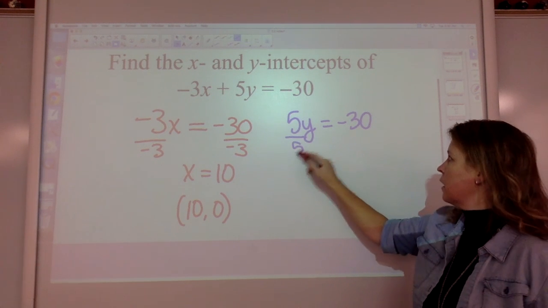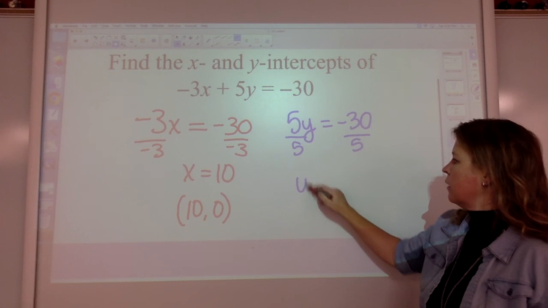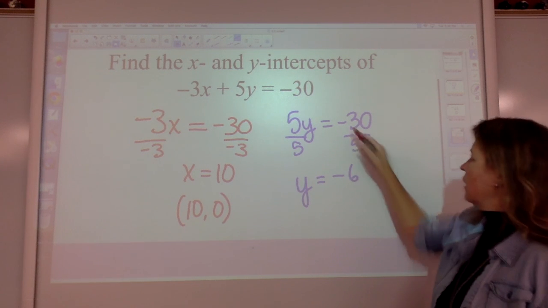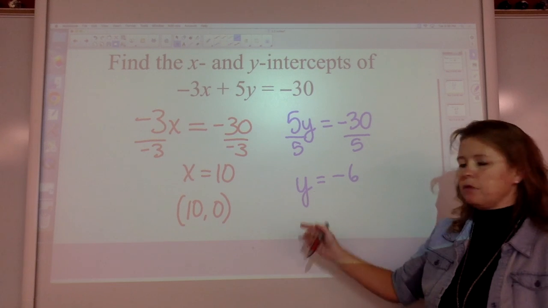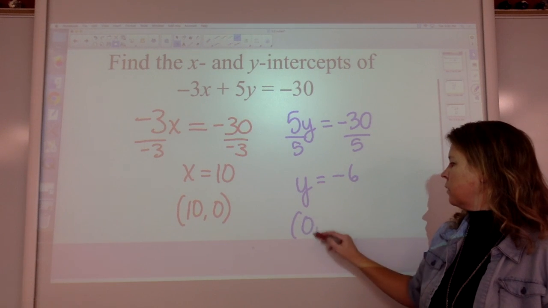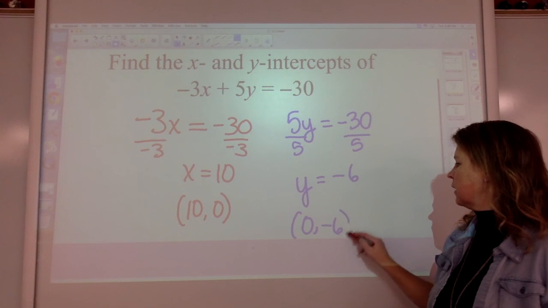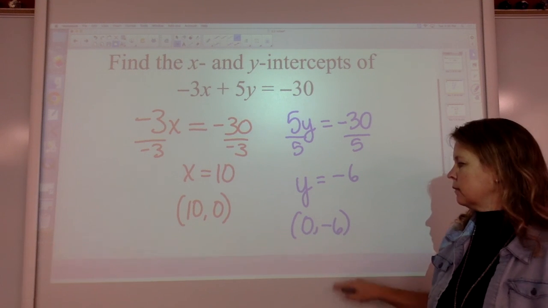Divide by 5, and y equals negative 6, not losing track of that. Again, some credit for getting this far. Full credit if you put 0, comma, negative 6, and the parentheses.